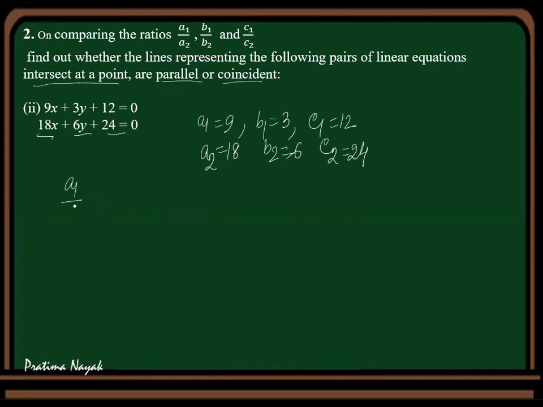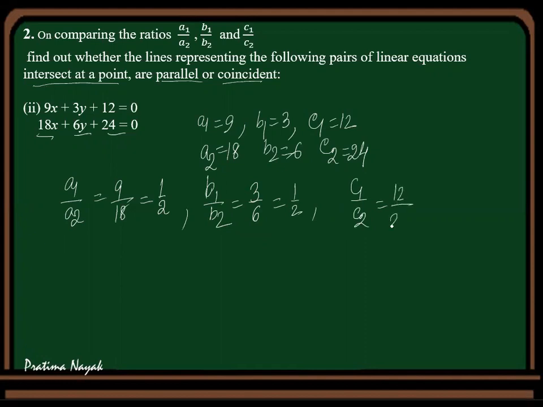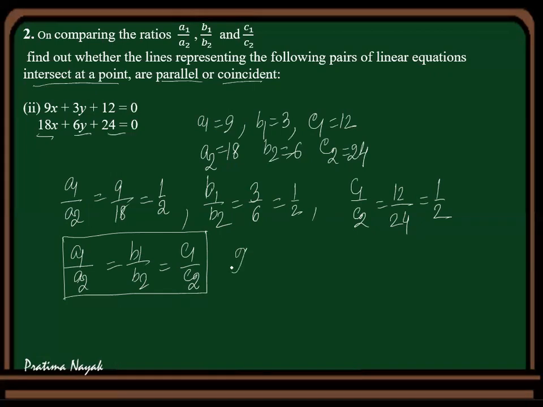So a1 by a2 is equal to 9 by 18, that is 1 by 2. b1 by b2 is equal to 3 by 6, again 1 by 2. And c1 by c2 is equal to 12 by 24. If we cancel, it will be 1 by 2. So all are equal to each other. So a1 by a2 is equal to b1 by b2 is equal to c1 by c2. All are equal to half. So whose condition is this? This is your coincident lines. So the lines are coincident.